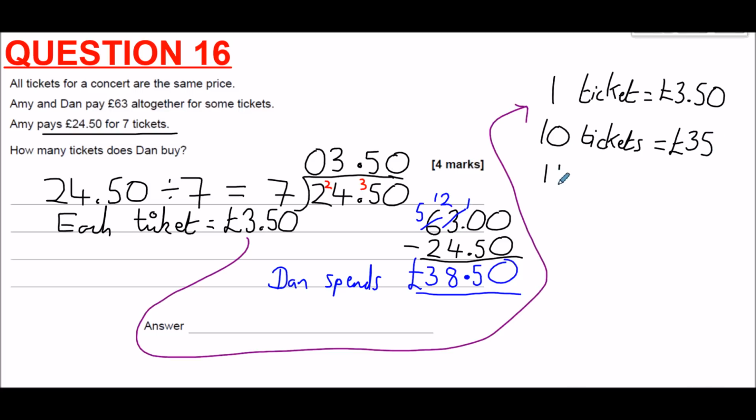Plus an extra 1 ticket to get it to 11. And 11 tickets would be £38.50, which is actually what we said Dan spends. So Dan spends £38.50, which is the same as 11 tickets. Therefore, when it asks how many tickets Dan buys, he must have bought 11 tickets. So the final answer is that he buys 11 tickets.